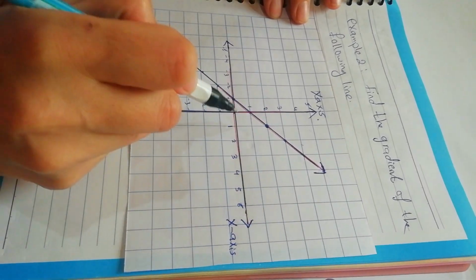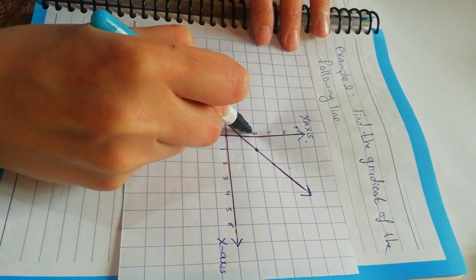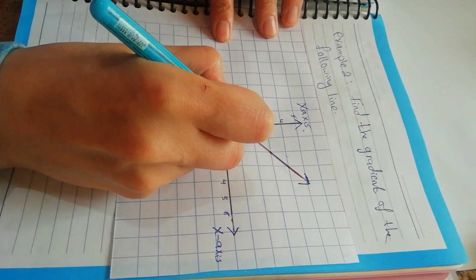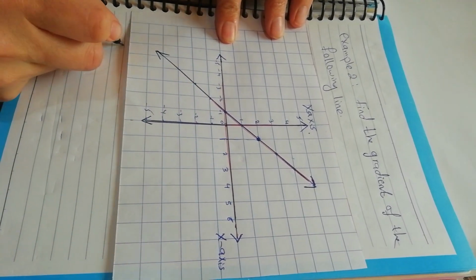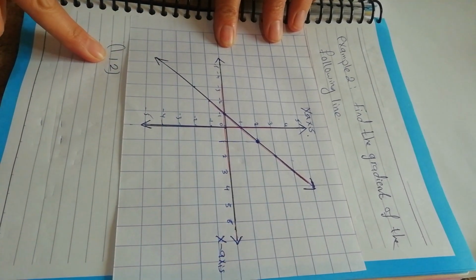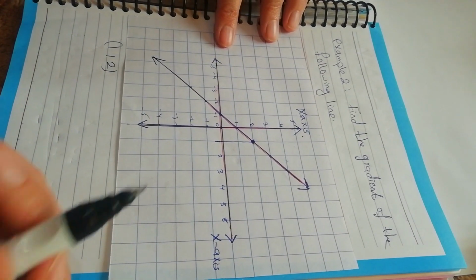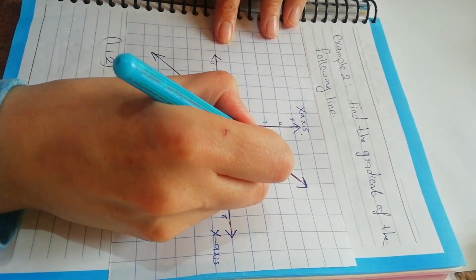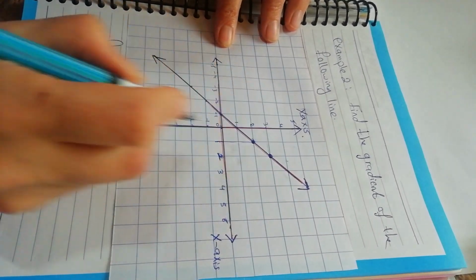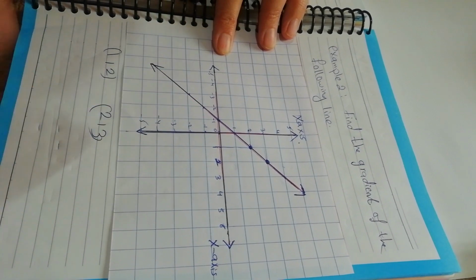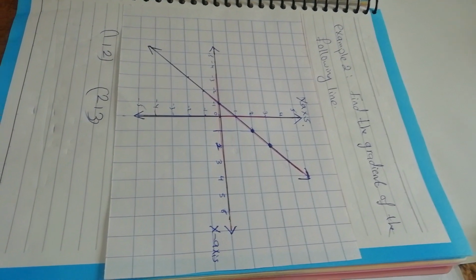I chose this point. It is 1 on the x-axis, 1 with 2. So the coordinate of this point is (1, 2). I took the first point. Now for the second point, you can take another point. Let's say this one, 2 with 3. You can take any 2 points located on this line. Now I found 2 points, any 2 points.